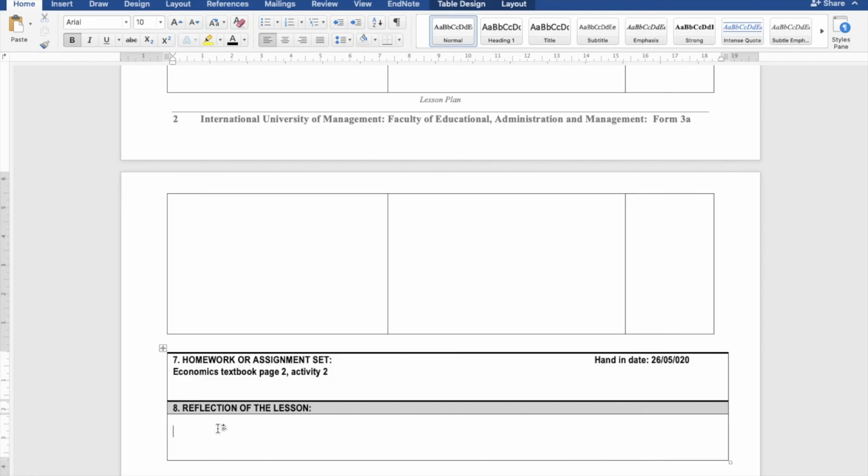The reflection of the lesson, you only write it after the lesson, whether the lesson was successful or what was not successful. So you don't need to put anything when you are preparing, because you are going to say, okay, yes, my lesson plan was successful, or it was not successful.